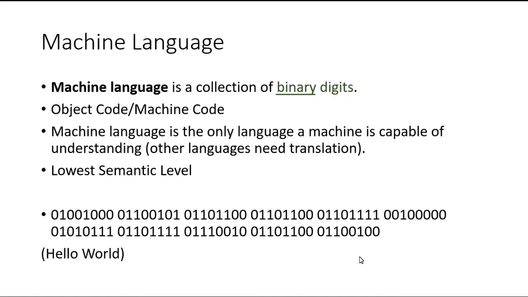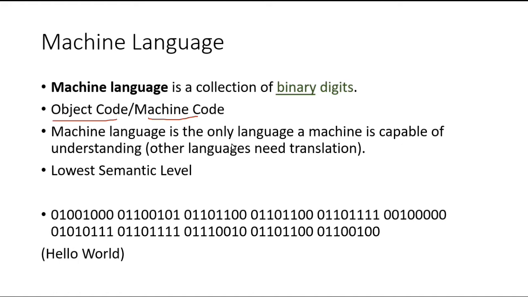What is a machine language? Machine language is simply a collection of binary digits. You can say it is just zeros and ones. The machines understand only zeros and ones, as current positive or negative, or presence and absence of electricity. Other names for machine language are object code and machine code. Either way you refer to object code or machine code, everything refers to this binary digit format of the machine language. And machine language is the only language a machine is capable of understanding.